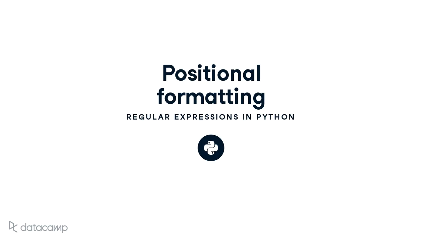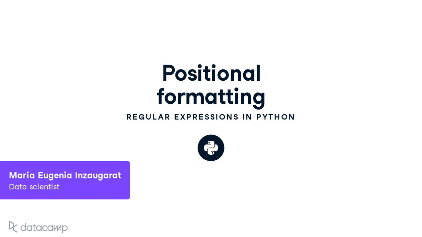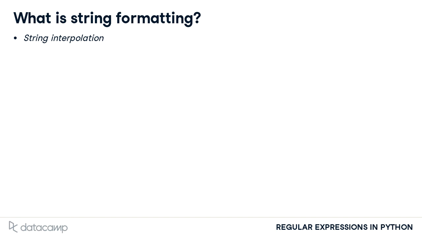The next step of our journey is string formatting. In this video, we'll talk about positional formatting. String formatting is also called string interpolation. It is the process of inserting a custom string in a predefined text.